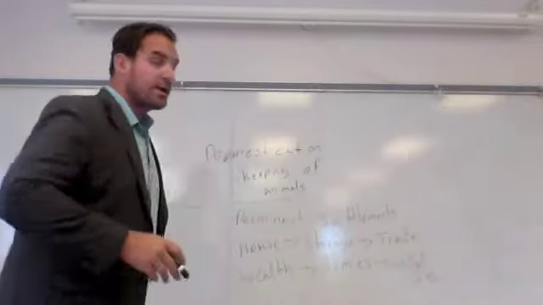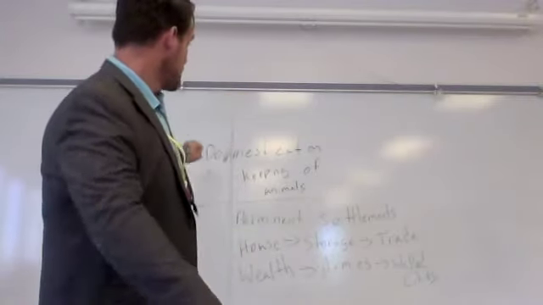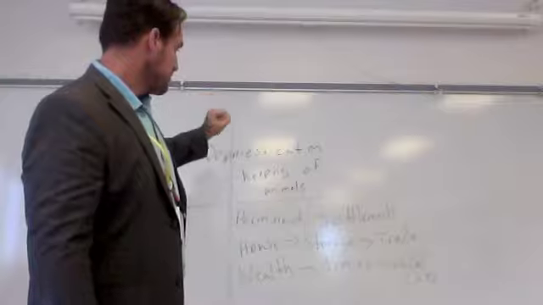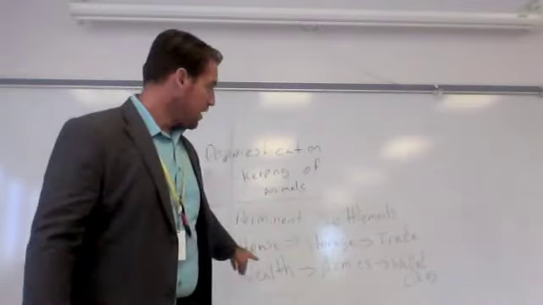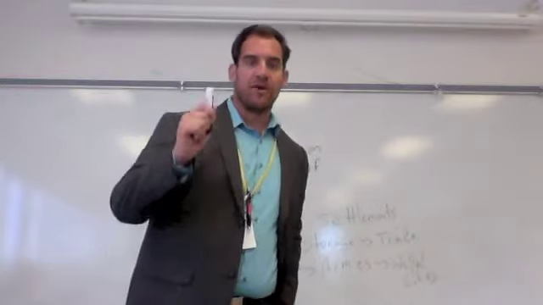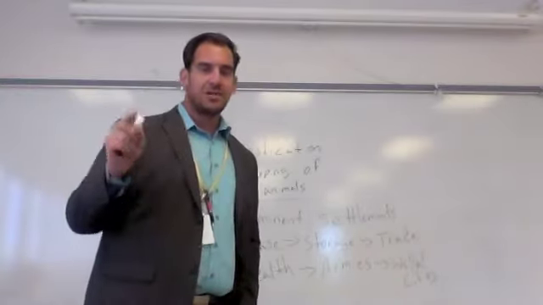All right, really quick, summarize. Systematic agriculture, domestication of animals, permanent settlements, housing leads to storage, leads to trade, trade leads to wealth, leads to armies, leads to walled cities. We're going to find all these things and more next time with Mesopotamia, Egypt, India, and China.